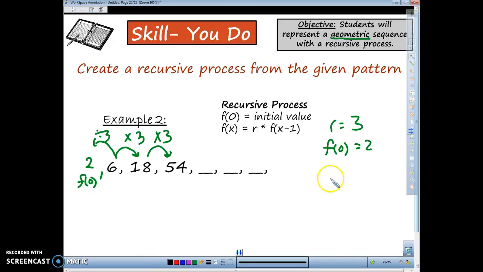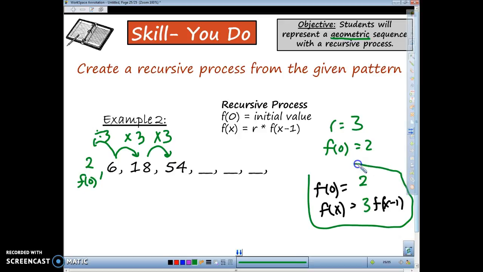And now we construct our recursive process. So f of 0 equals, f of x is equal to f of x minus 1. And all I'm going to go ahead and do is complete this. So f of 0, that is 2. f of x is equal to 3 times f of x minus 1. And that is your geometric sequence.